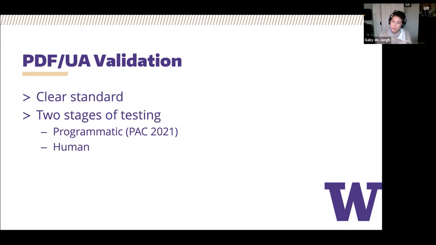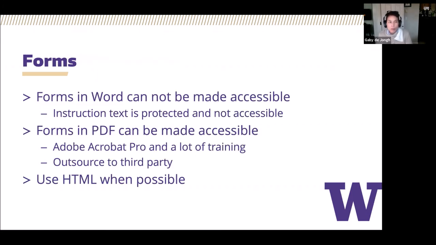The human element of this equation, to a degree, relies on experience. An experienced PDF remediator can look at the tag tree structure and identify areas that may pass the checker but are still not tagged correctly. Forms. I'm going to skip this slide in the interest of time, as I've mentioned forms before.